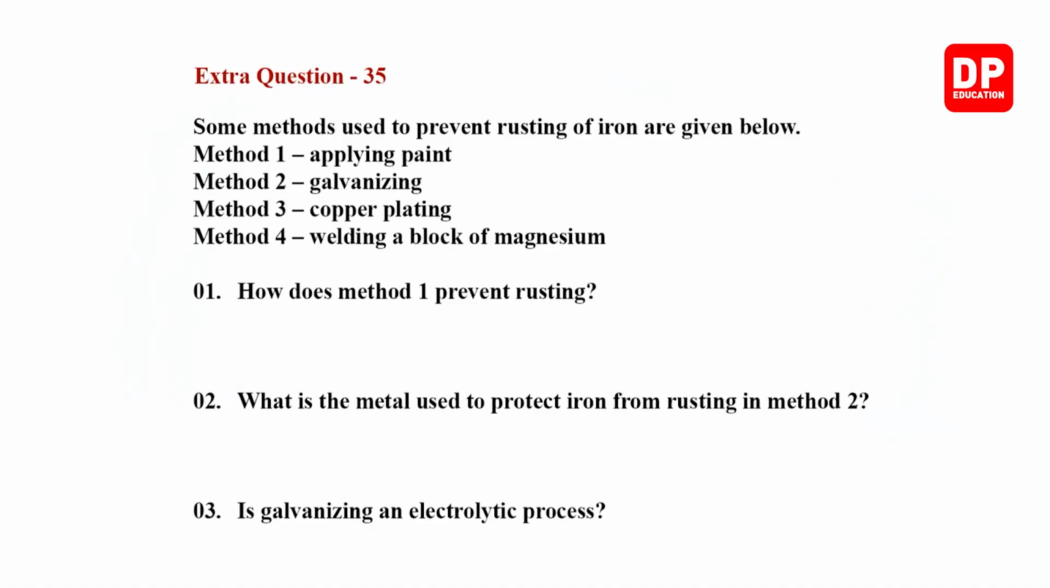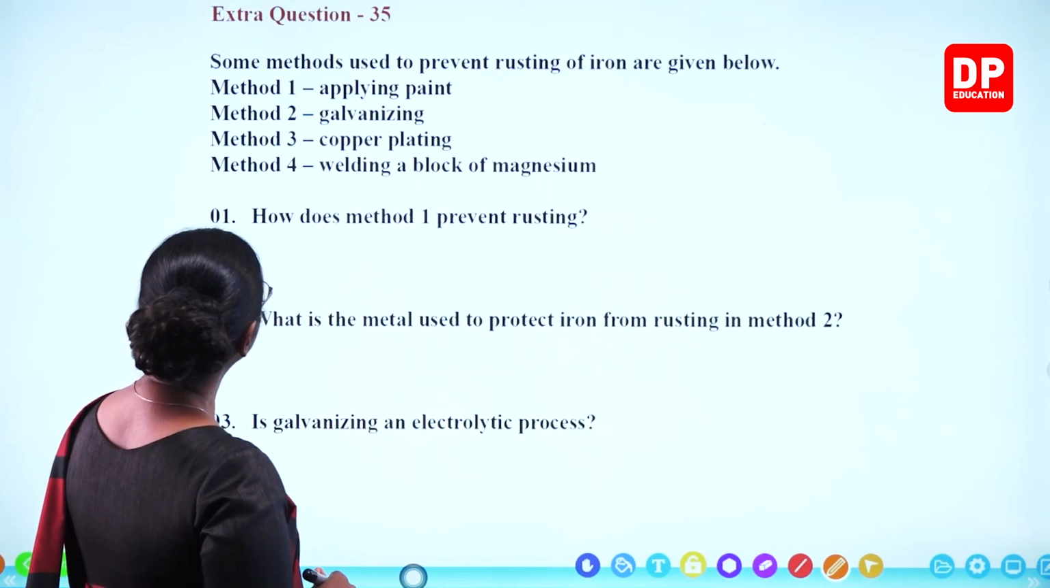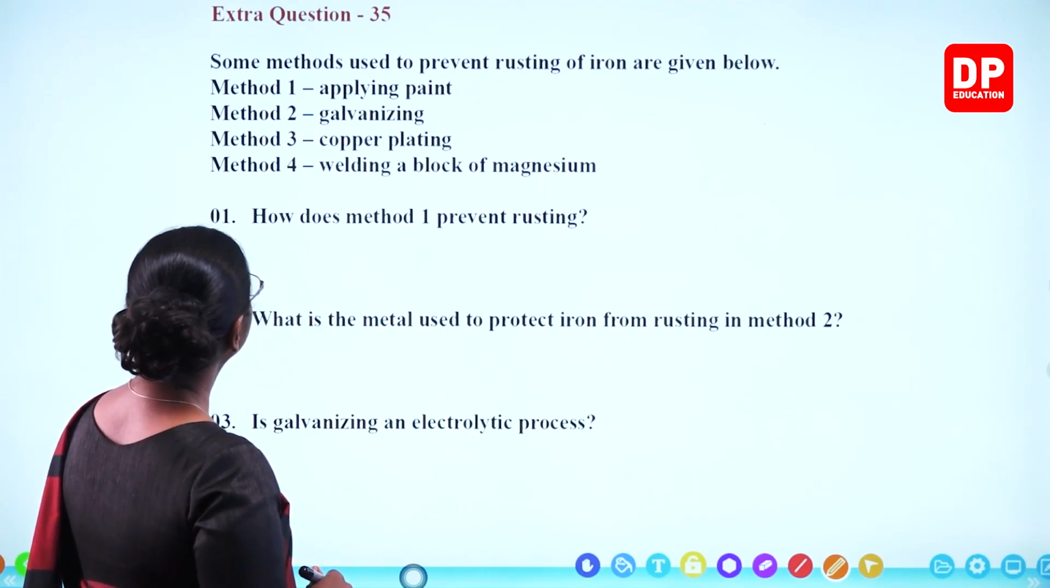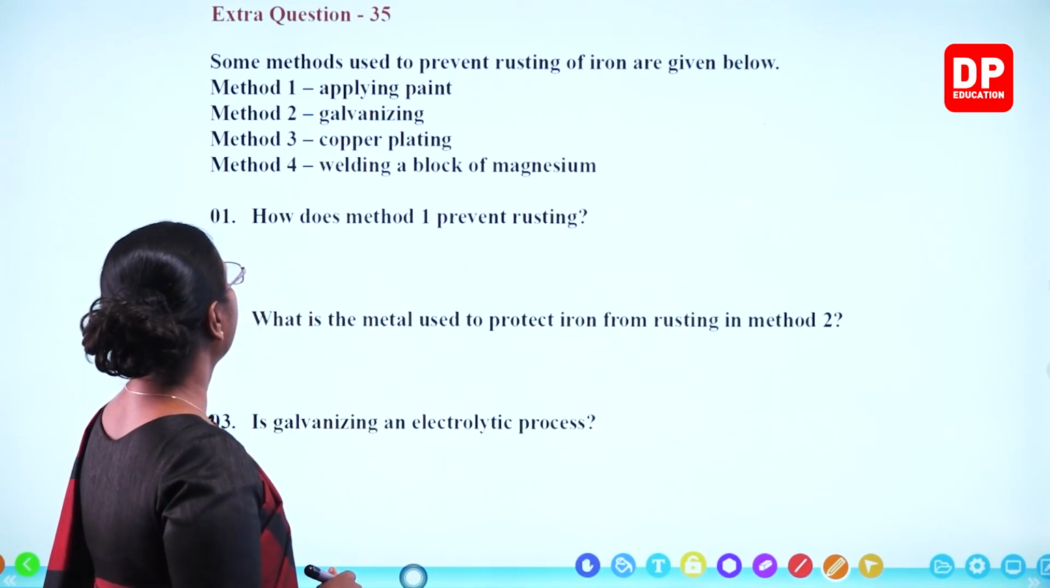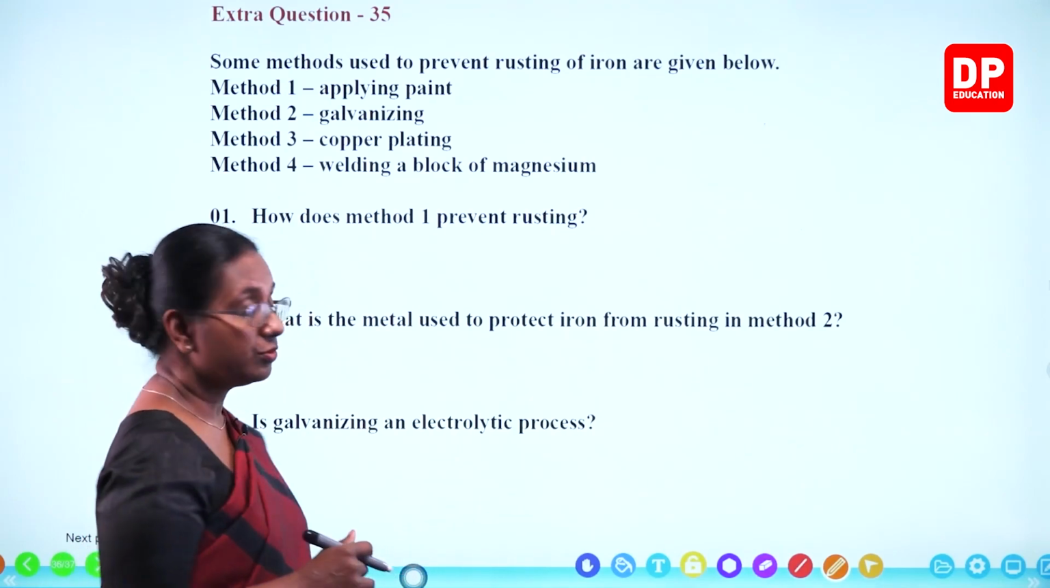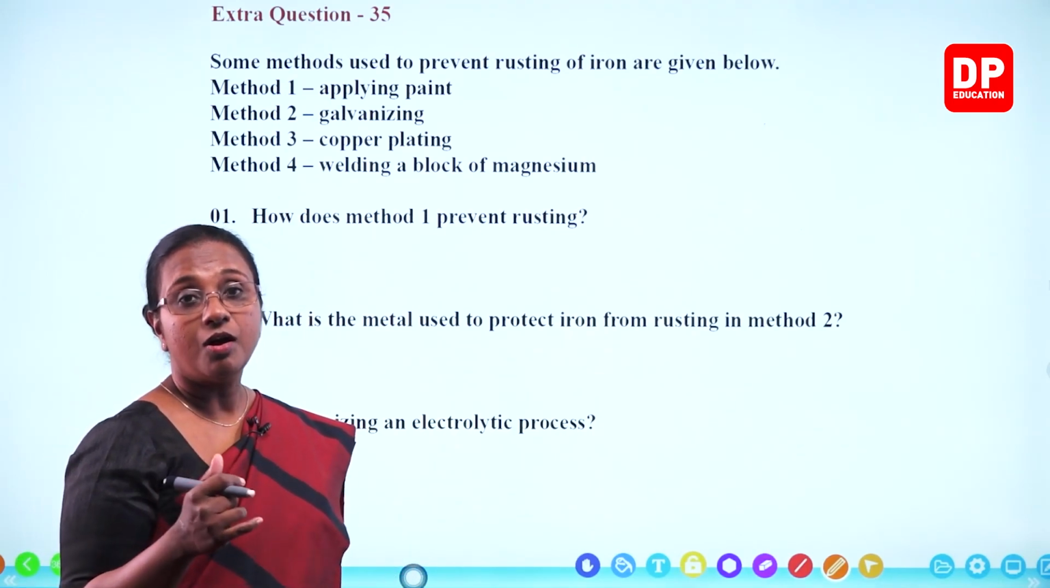Extra question 35. Some methods used to prevent rusting of iron are given below. So in that you can see method 1, applying paint, method 2, galvanizing, method 3, copper plating, and method 4, welding a block of magnesium into an iron object.